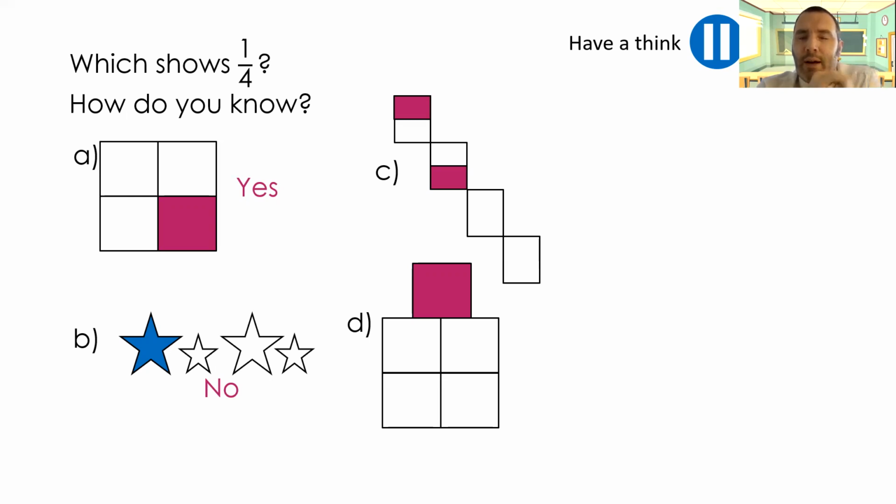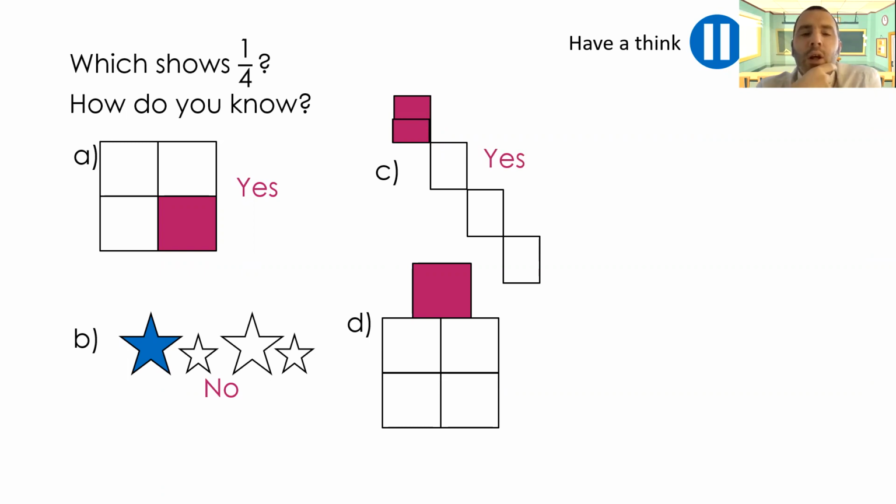Now C, how did we get on with that? If you said it's not a quarter, I'm really sorry, but you're wrong. It is a quarter. I've just shaded half of one quarter in and half of another quarter in. So just to show you, it does make 1 quarter. So this one, yes, it does show a quarter.